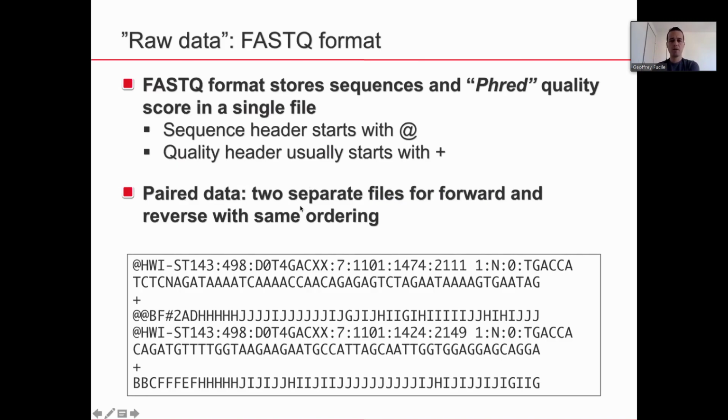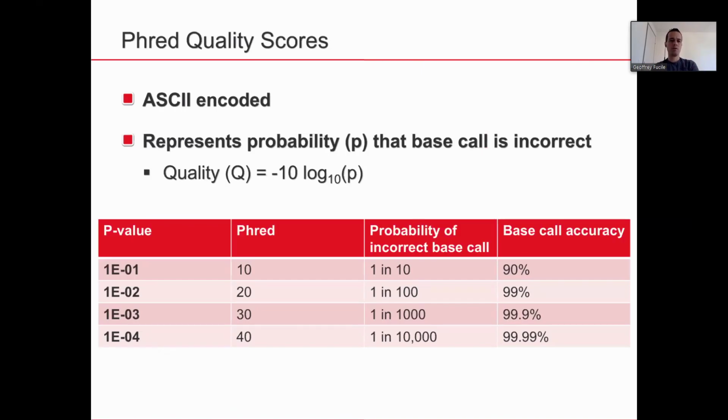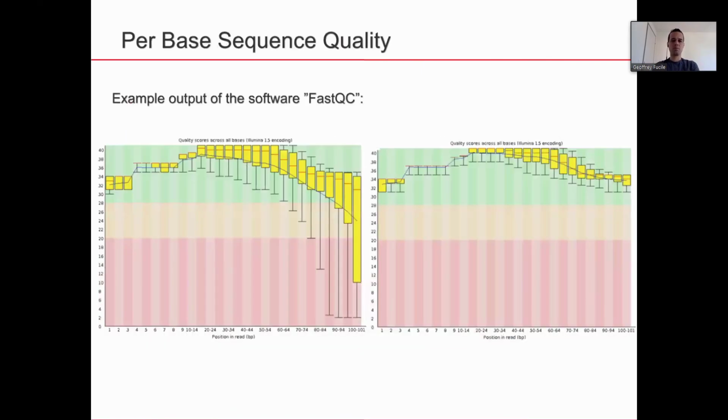With paired data, you now get two separate files for forward and reverse, so you get these R1 and R2 files per sample. This is how you generate the probabilities from it. It's not so important.